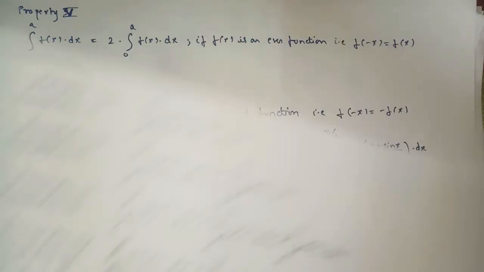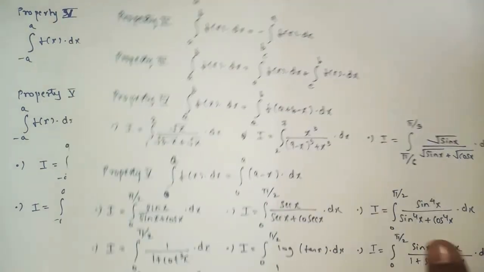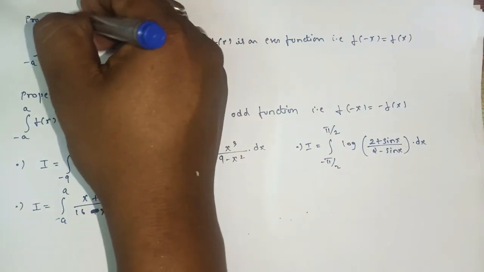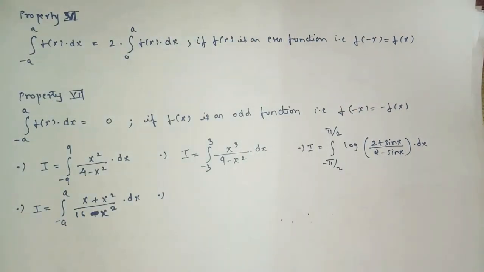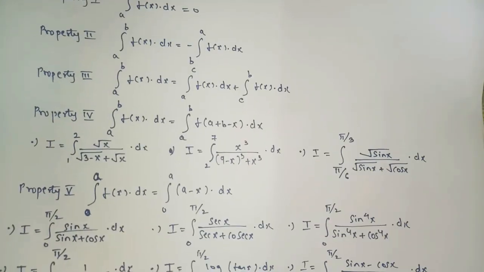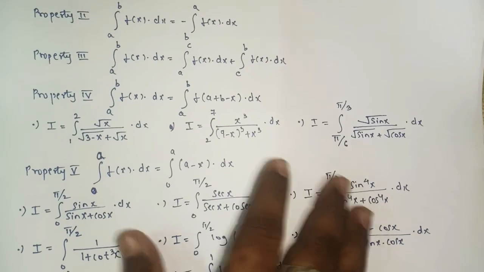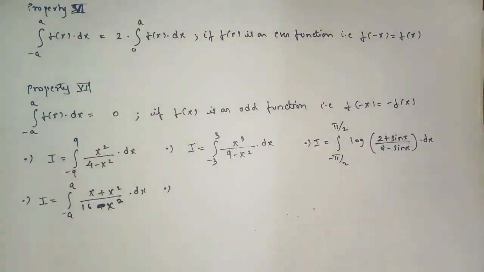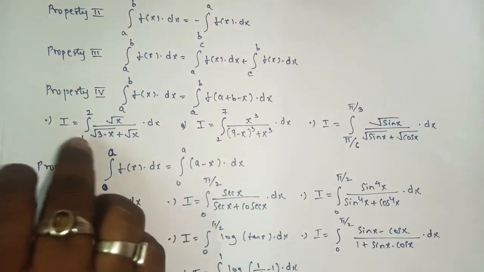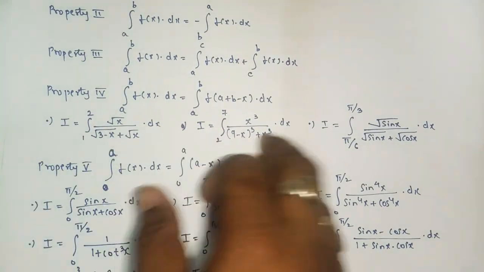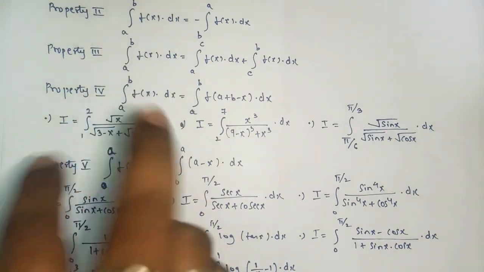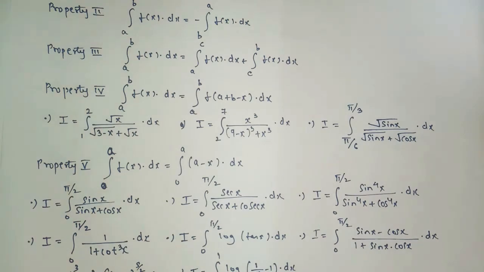sorry, this is 5, so this will be 6, and this will be 7. So out of 7 or 8 properties, the first 3 are normal ones; fourth, fifth, sixth and seventh are very, very important. In that only I have given some examples. Okay, so for each and every property we'll take two examples and we'll try to cover this part also.